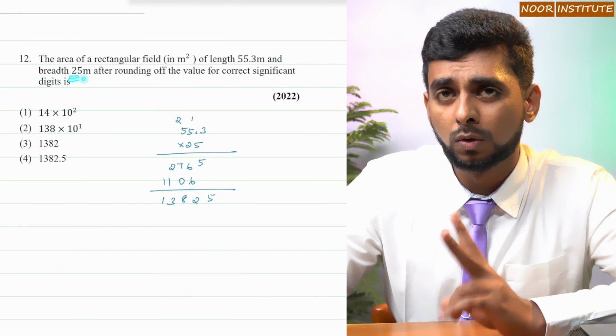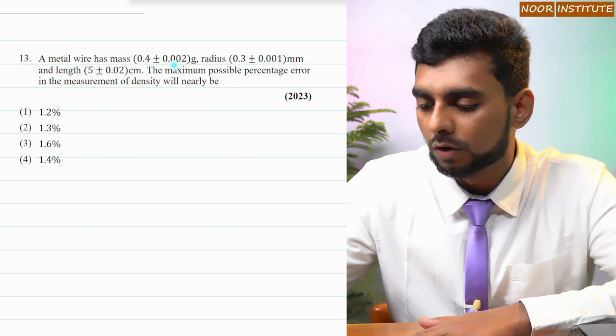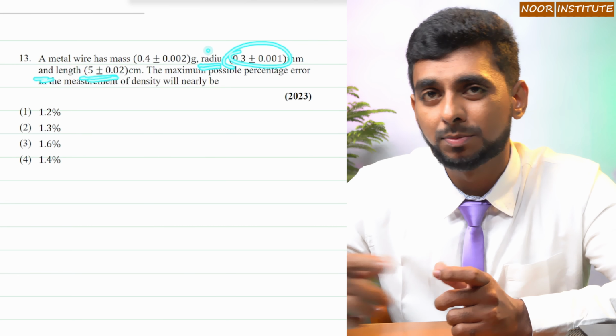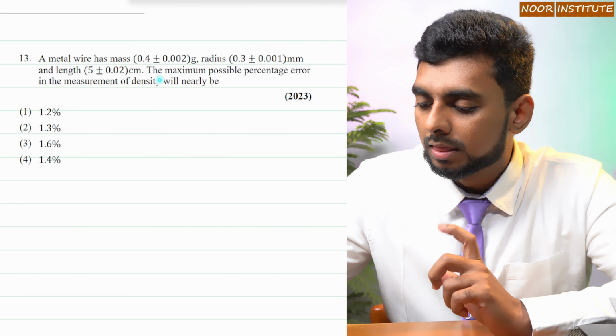A metal wire has mass 0.4 plus or minus 0.02 gram. They have given you the mass, some value in grams, then the radius, some value, and then the length. This is a metal wire, which means it is in cylindrical shape. The maximum possible percentage error in the measurement of density, right? So what I need to find is the percentage error in the density.